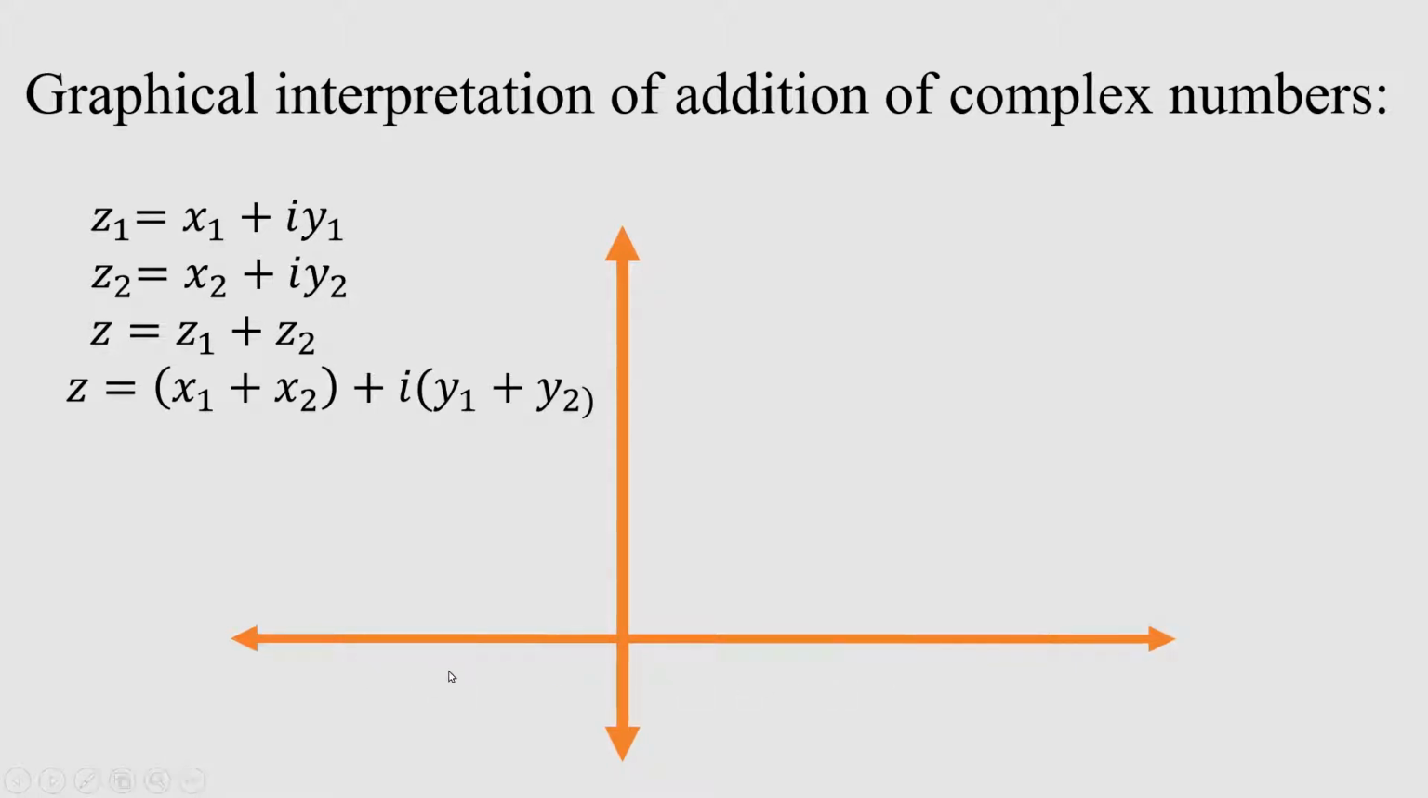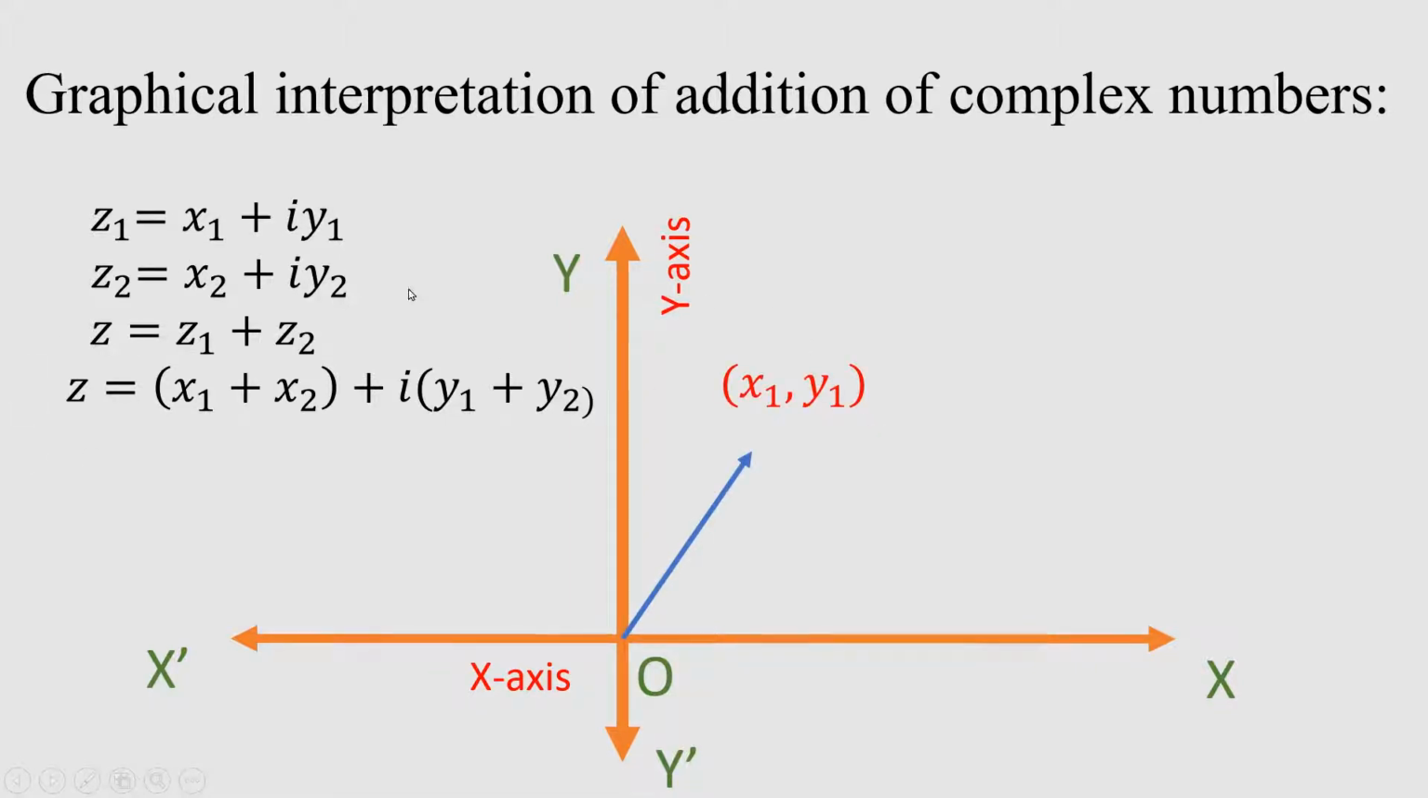At first we have to take x-axis as a real axis and y-axis as imaginary axis and plot z1. Z1 is x1 y1, therefore we get modulus of z1 is equal to OB, and plot z2 x2 y2, and we get modulus of z2 is equal to OA.